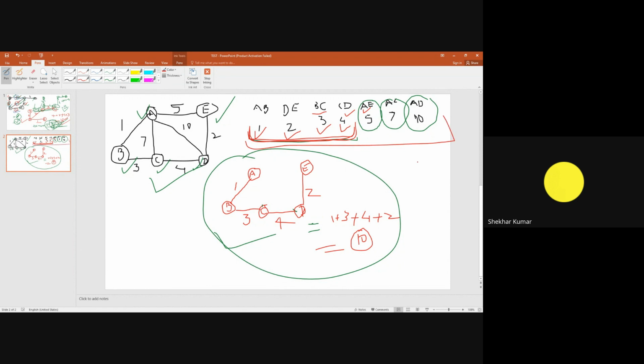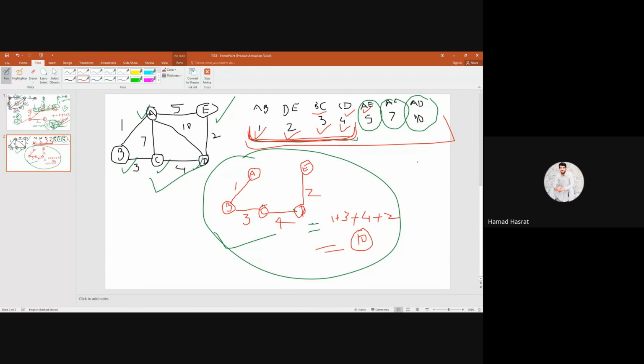Then the complexity is V log V, where V is the number of vertices, or you can say E log E, where E is the number of edges. This is your Kruskal algorithm to find the minimum spanning tree of the graph. Okay, is it clear? Yes, it is clear, but sir, which algorithm is best?